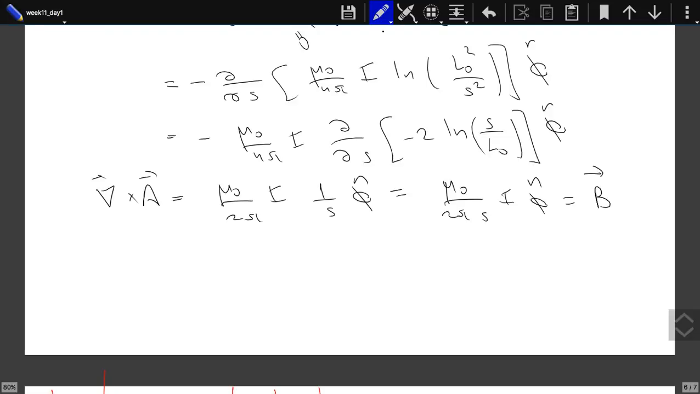A sign change of A doesn't necessarily correspond to a sign change in B, because B is not proportional to A. B is proportional to the derivatives of A. So you see, if you have a function that goes like this, increasing all the time, its derivative will always be positive. The function itself can have negative values or positive values, but the derivative will always be positive.